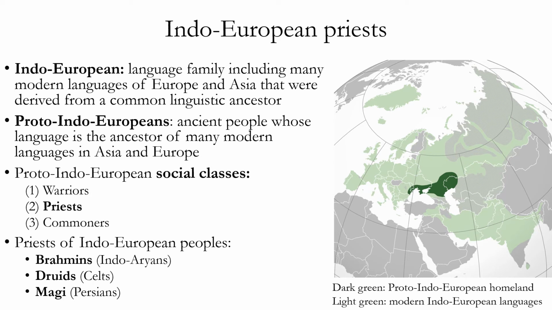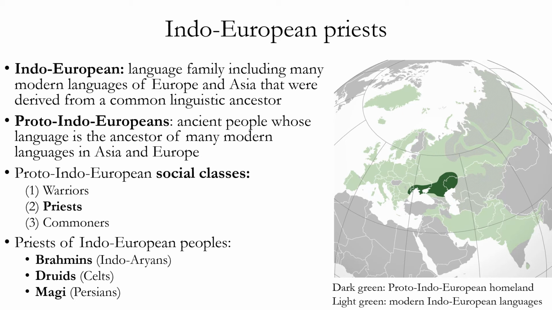One of the pieces of evidence for this is that many of the cultures that spoke Indo-European languages in ancient times had this sort of tripartite class system: a class of warriors, a class of priests, and basically everyone else. So some examples of the priests of Indo-European speaking peoples are the Brahmins of the Indo-Aryans. These are still a part of Hinduism today.